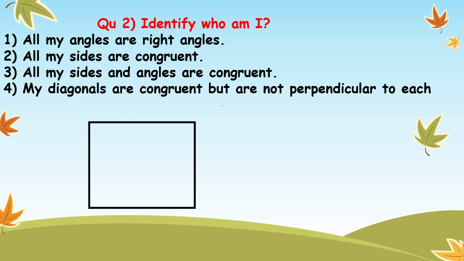My diagonals are congruent but not perpendicular to each other. Which quadrilateral has congruent diagonals? The rectangle and square have congruent diagonals. But in a rectangle, the diagonals are not perpendicular to each other. So, my diagonals are congruent but not perpendicular to each other means I am a rectangle.